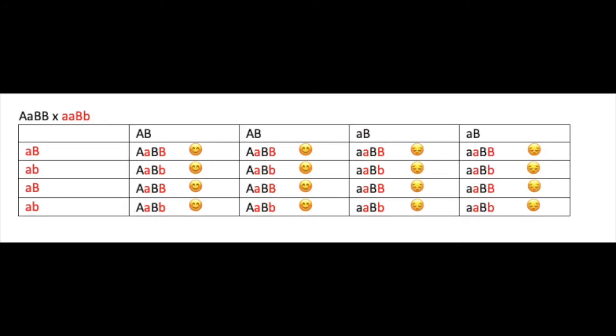Lastly, we are going to go over another cross, this time with capital A, lowercase a, and 2 capital B's, and lowercase a, a capital B, and lowercase b. As you see on the Punnett square, there are going to be 8 happy offspring and 8 sad offspring. There will be no neutral offspring because there is no situation where a homozygous recessive offspring will come from these parents.